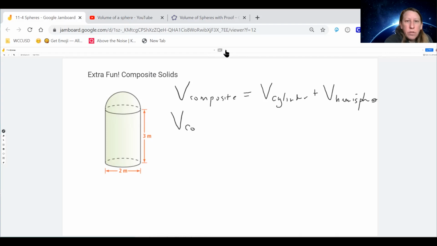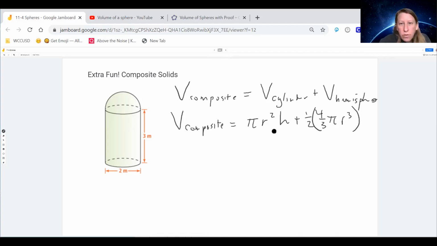So the volume of the composite solid is pi r squared h plus half 4/3 pi r cubed. All right, do we know the radius and the height? Do we know the area of this circle? Well, be careful. The radius of this circle is 1.